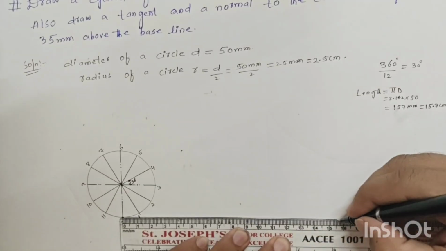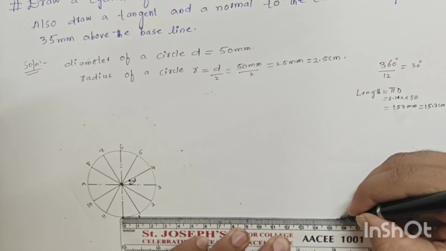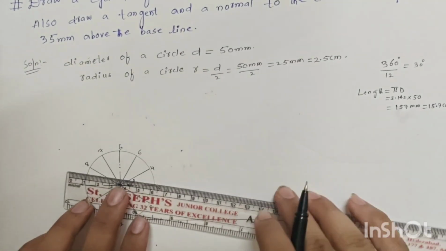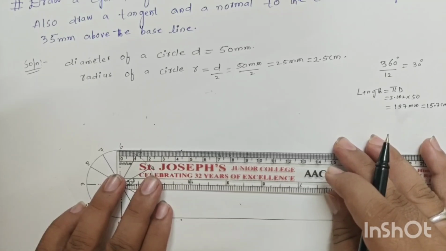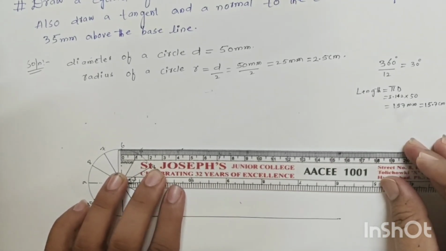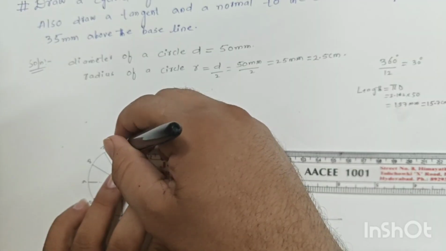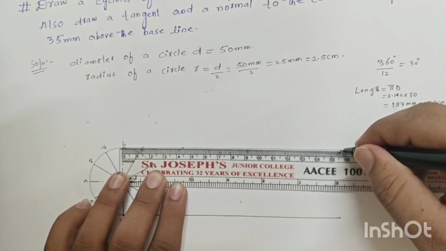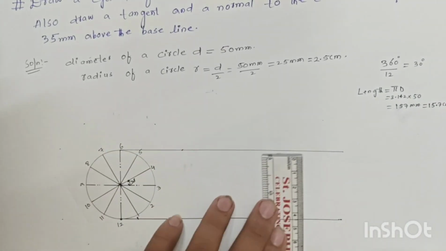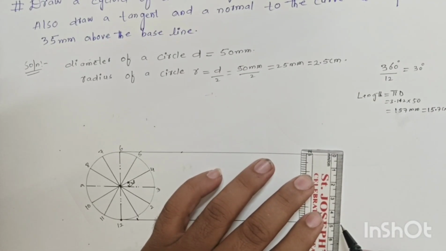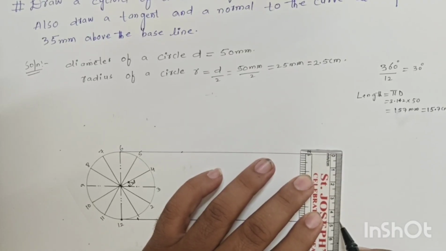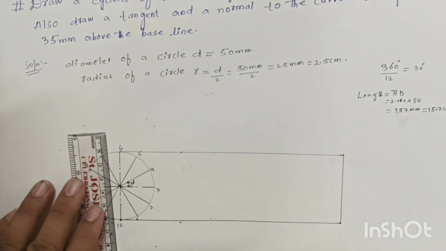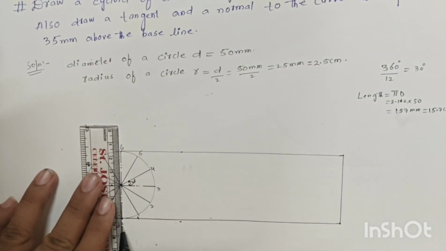How much length we have to measure? 15.7. Okay, this is 15.5, 15.6, 15.7. After that, same thing we have to continue from above, 15.7. You need to join this point. This height should be 50 mm. Clear? We have to show the dimension here from this point.